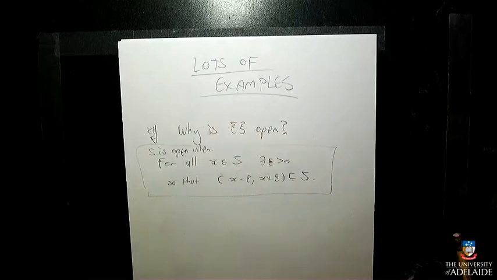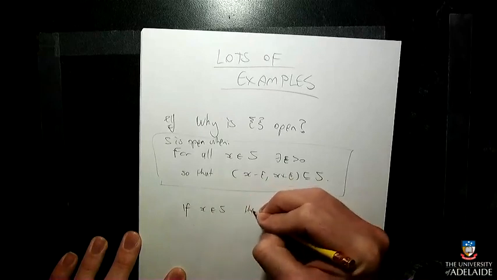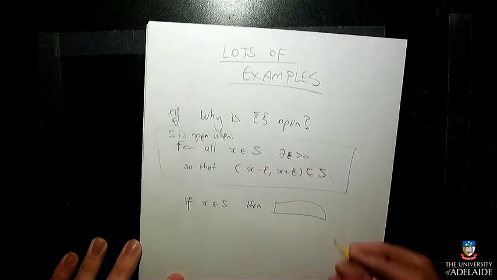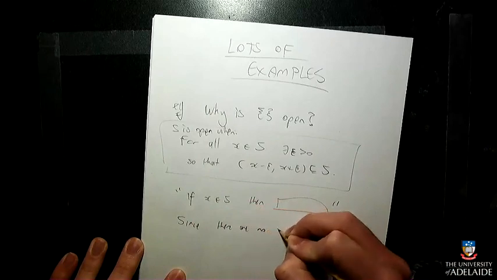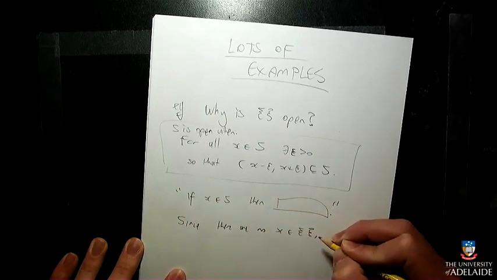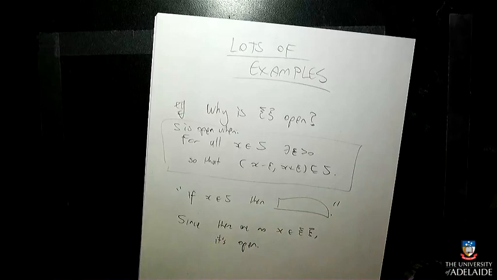Okay, so you'll notice that the definition says that if there is a point in S, then something happens. Right? So since there are no points in the empty set, you don't care. So just rewriting this, if there is an x in S, then it really doesn't matter what happens. So since there are no x which are in the empty set, it's open. So that seems strange, but there are no points in it for which that doesn't happen, because there are no points in it.